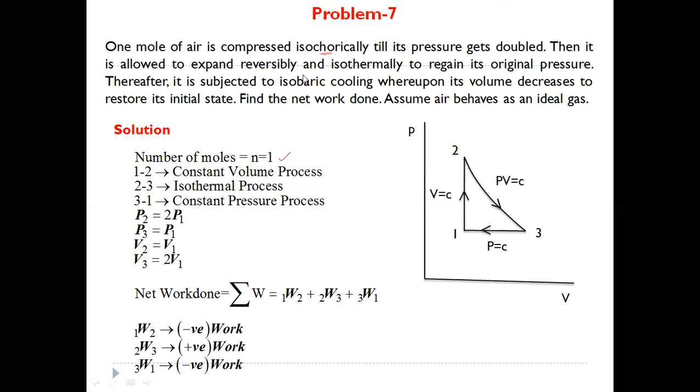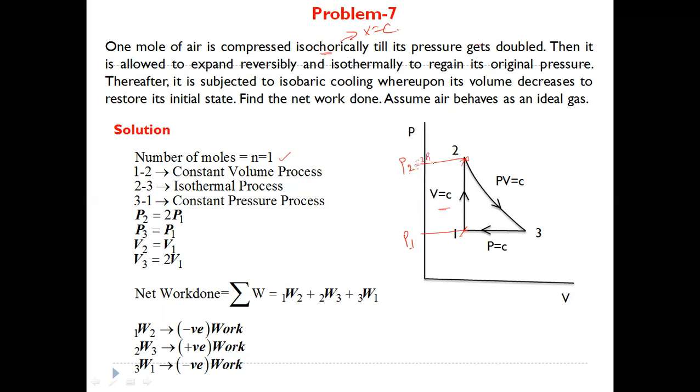Going from 1 to 2, isochorically means a constant volume process. If you draw a PV graph, the air is compressed from initial state 1 to final state 2. Compressed means the pressure will increase from P1 to P2. Isochorically compressed means volume should remain constant, so I am drawing a vertical line where volume remains constant and the pressure increases from P1 to P2.